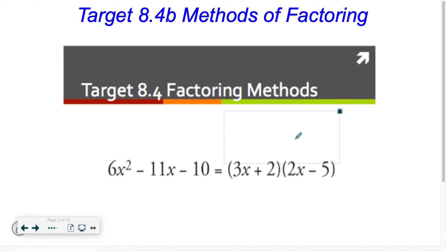Okay, welcome back to 8.4 day 3. That's where we're at. Again, we're going to be talking about how to do factoring, but today's goal is to look at it in a slightly different way than yesterday's lesson.